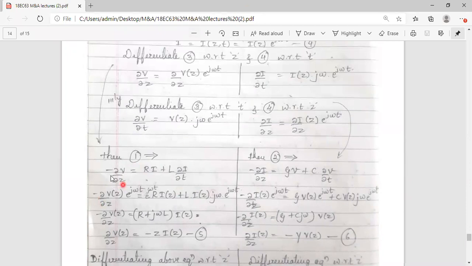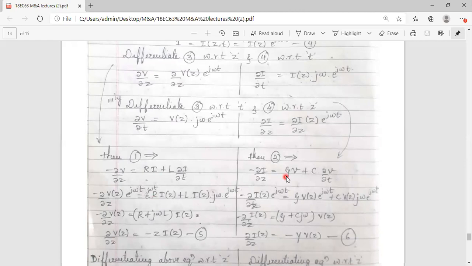Okay. What is the next step? Minus ∂V/∂z. Just now, in equation 3, when I differentiated with respect to z, I got ∂V/∂z. See here? I am highlighting it. You can see ∂V/∂z. That thing I can substitute here. ∂V/∂z e^(jωt) is equal to Ri, R as it is.